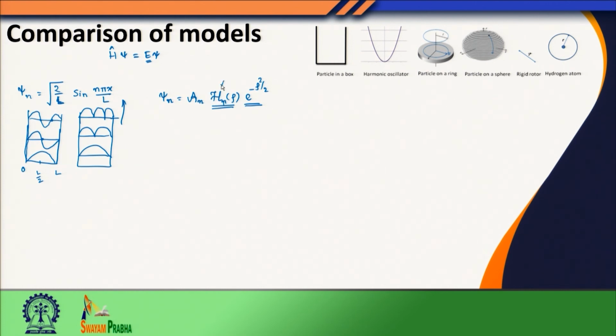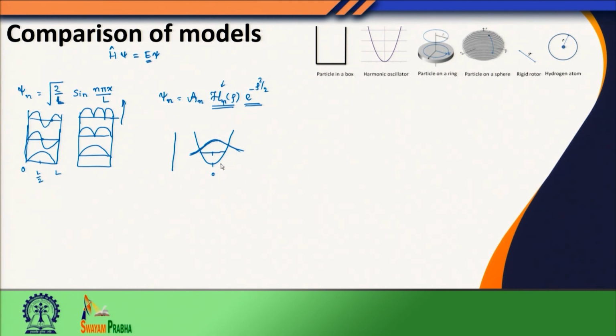So, therefore, this is a polynomial and this is a Gaussian function. When we plotted these wave functions in a harmonic oscillator potential, we would see that the lowest eigenfunction has its maximum value at x equals 0, rho equals 0, and it goes down as a Gaussian function, e to the power minus rho square by 2.